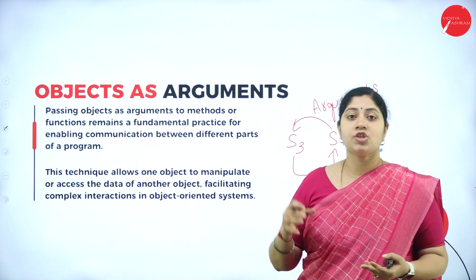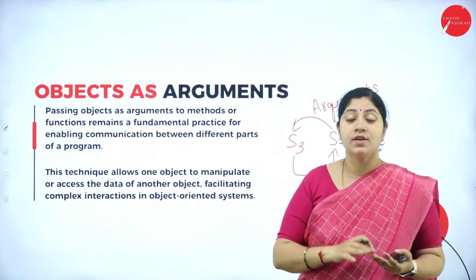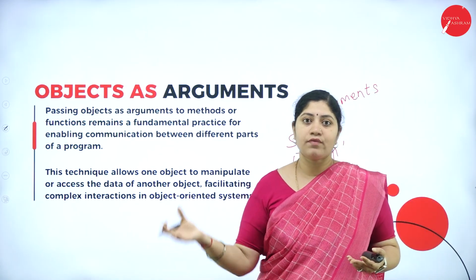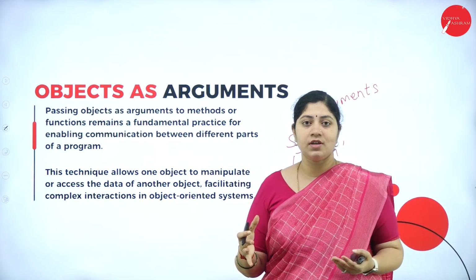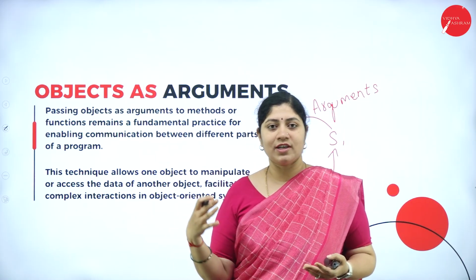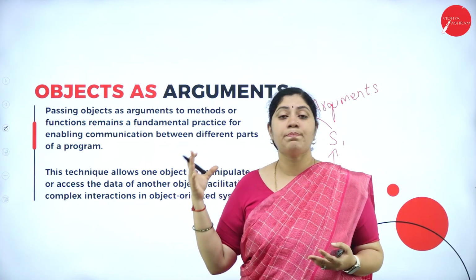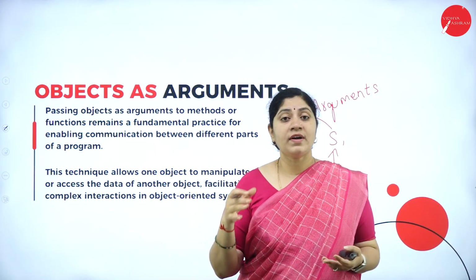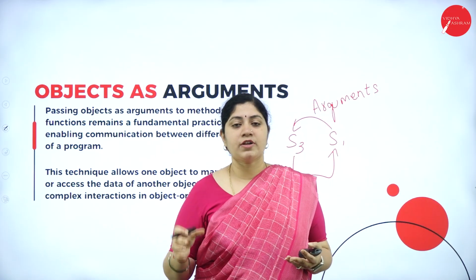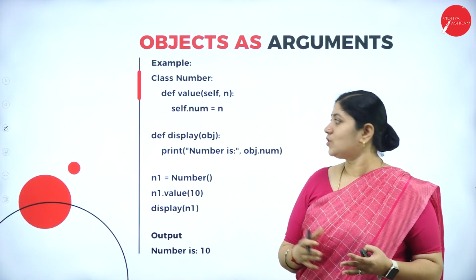Arguments help us access information between the objects, so it is very easy to access data from another object, facilitating complex interactions between object-oriented programs. Clear? Thus, we can say that passing an object as an argument is a fundamental practice for enabling communication between the different parts of a program. All right, let's move forward and see an example for this.